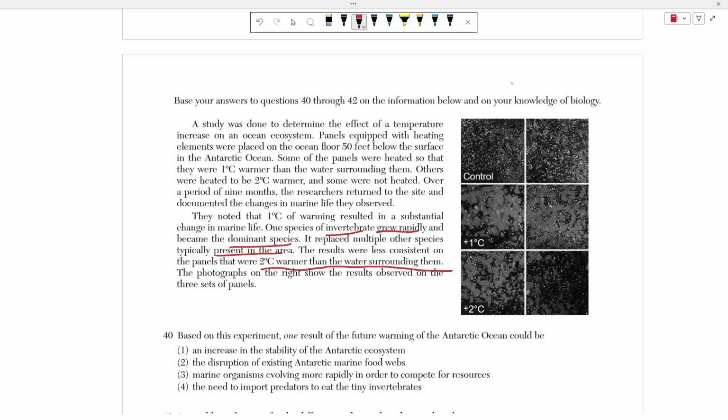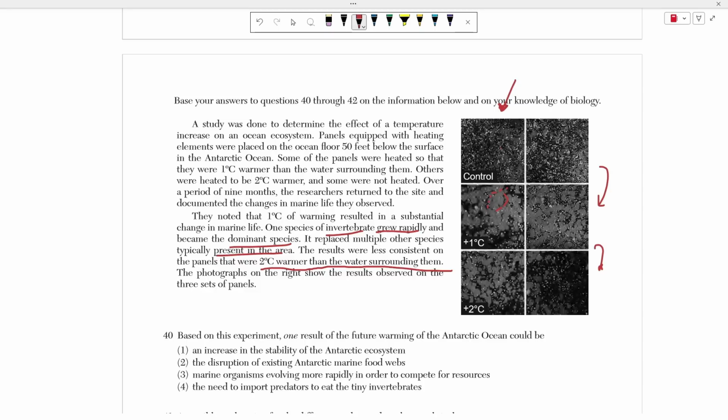So the control over here shows a good mix of these gray and white and black species. But when we increase the temperature by 1 degree Celsius, these gray species tend to overpower the rest of the species, right? There's more gray here. And finally, when you increase it by another degree Celsius, there's going to be less of a majority. But again, the main takeaway here is that when we had that 1 degree Celsius increase, that species of invertebrate took over the environment and reduced the biodiversity in that environment, right? You see a lot less amount of other species present.